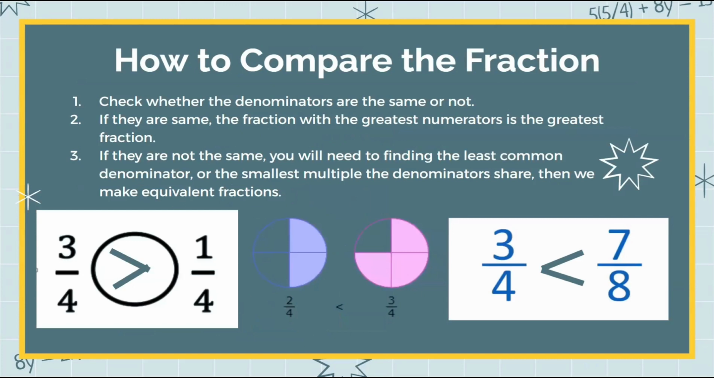How to compare fractions? Check whether the denominators are the same or not. If they are the same, the fraction with the greatest numerator is the greatest fraction. If they are not the same, you will need to find the lowest common denominator, or the smallest multiple the denominators share, then we make equivalent fractions.